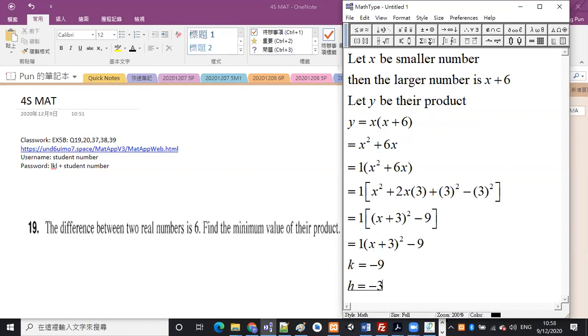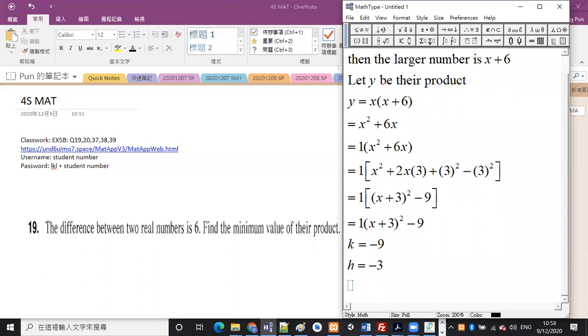But you do not really need to write down the k value and h value, but you need to know, okay? And the question asks you to find the minimum value of their product. So the minimum function value will be the k value, okay? Because a is equal to 1, a is positive, so the graph opens upwards, and then the function will have a minimum value, okay? And that minimum value will be the k value. In this case, therefore, the minimum value is negative 9, okay?